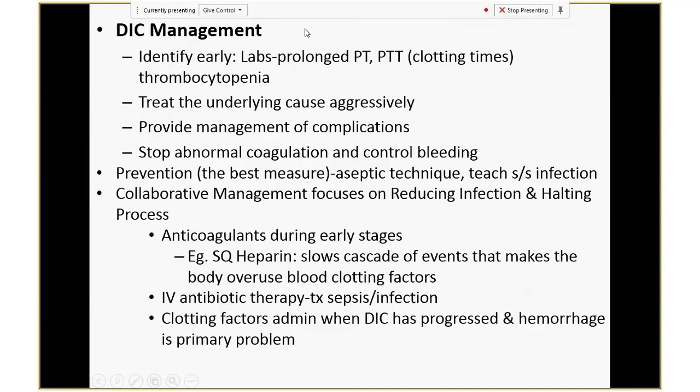Okay, so the best thing to know is identifying this early. We want to make sure that our labs, like our PT, our PTT, are being drawn, and also our platelet level. You'll identify in the early stages that these problems probably are less. You might not have bleeding in the beginning, but later these could be increased. So we want to treat this very aggressively. Initially, we would start off with sub-Q heparin, not IV, just sub-Q. What it's going to do is slow the cascade of events that makes the body overuse blood clotting factors. And then if we get to that problem where you're bleeding profusely, we would actually give clotting factors, and then we would make sure hemorrhage is not the problem. And if you were bleeding, you potentially might need red blood cells.